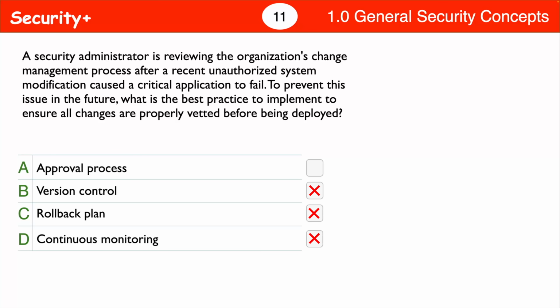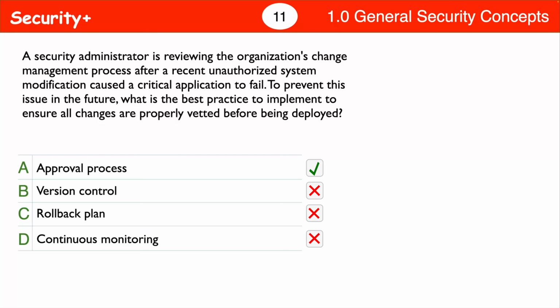And that's going to leave us with the answer, which is A, approval process. And the approval process ensures that changes are reviewed and authorized by relevant stakeholders before being implemented, preventing unauthorized changes and modifications from occurring.